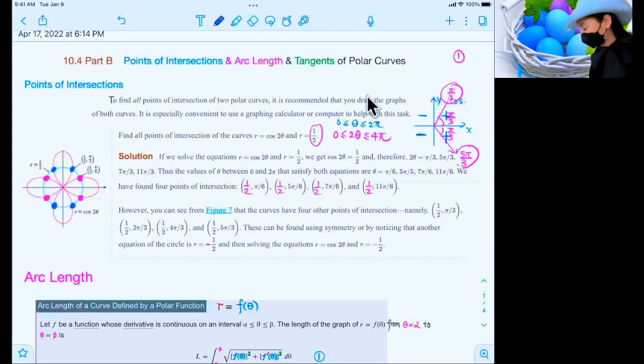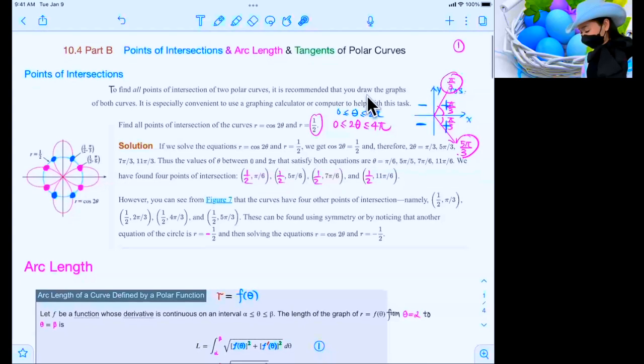Looks like I'm drawing flowers. Okay. You're missing those, right? So how come we're missing those? Okay. The reason over here is this R here could be positive 1/2, can also be negative 1/2. Because if R equal negative 1/2, it's also going to be on the same circle. Remember, when R is negative, it just goes in the opposite direction of the ray.